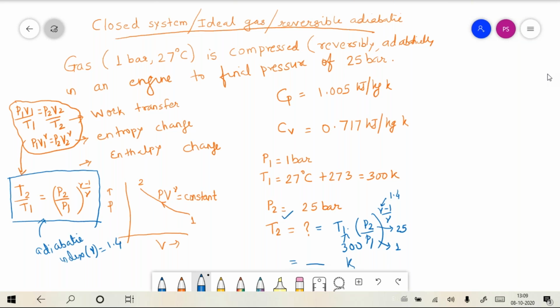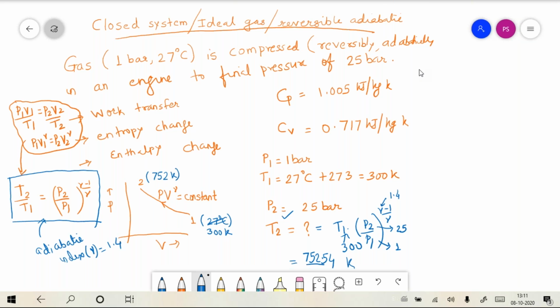It means that when this gas is compressed, the gas was initially at a temperature of 27 degrees centigrade and the pressure was 1 bar. Now, because of compression, the temperature of the gas has increased and reached 752 Kelvin. Initially the temperature was 300 Kelvin, and now it has increased to 752 Kelvin. Why has it increased in spite of the fact that there is no heat transfer? There is no heat transfer because the process is adiabatic. Yet the temperature of the gas has increased.